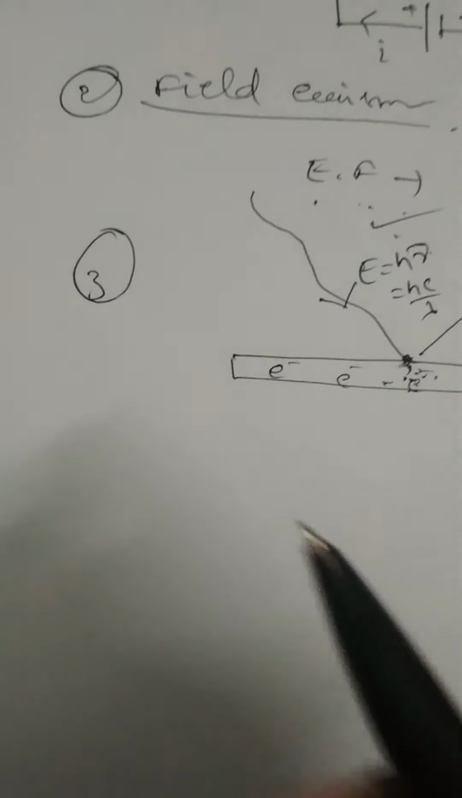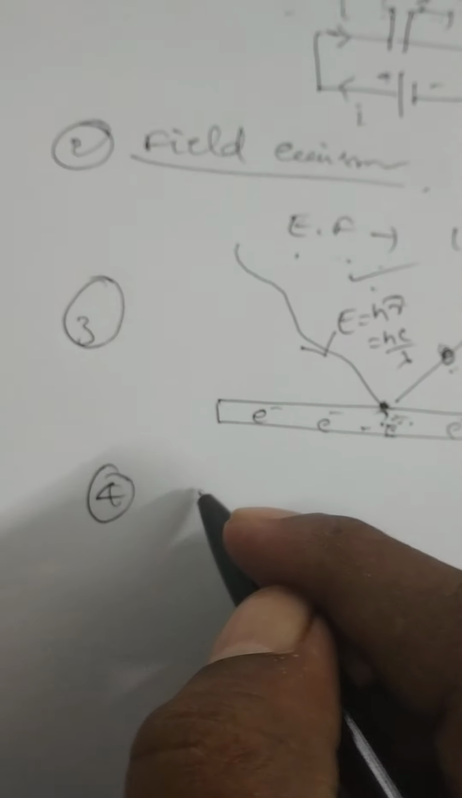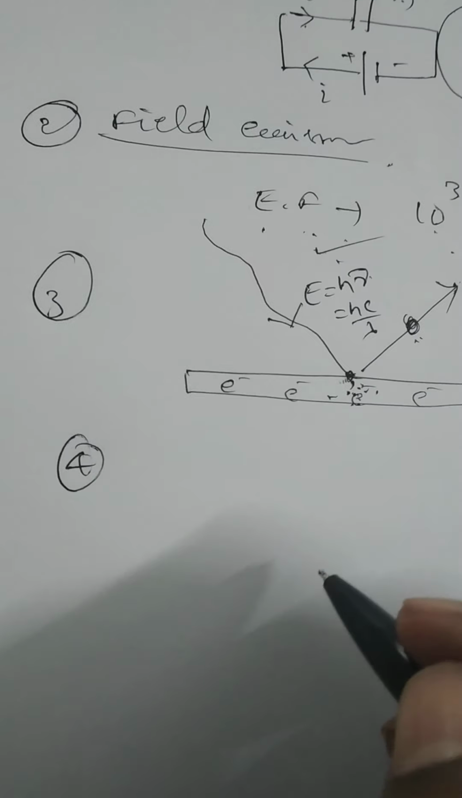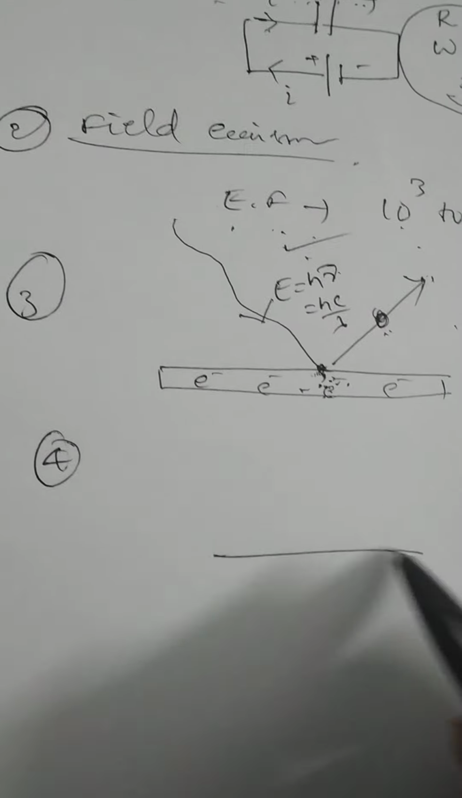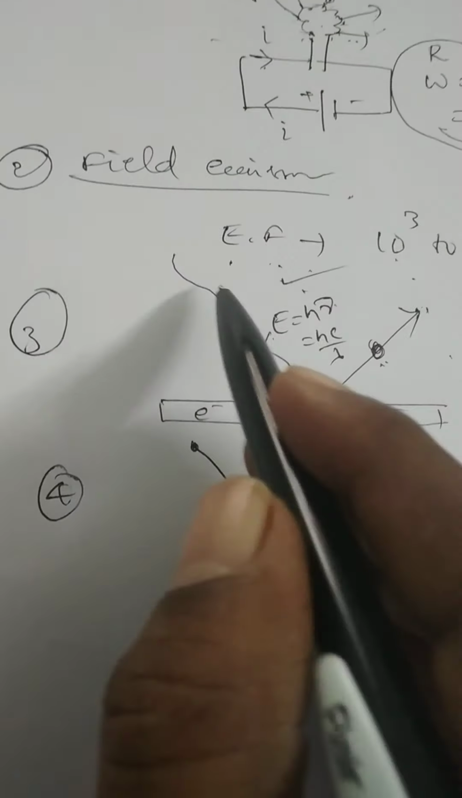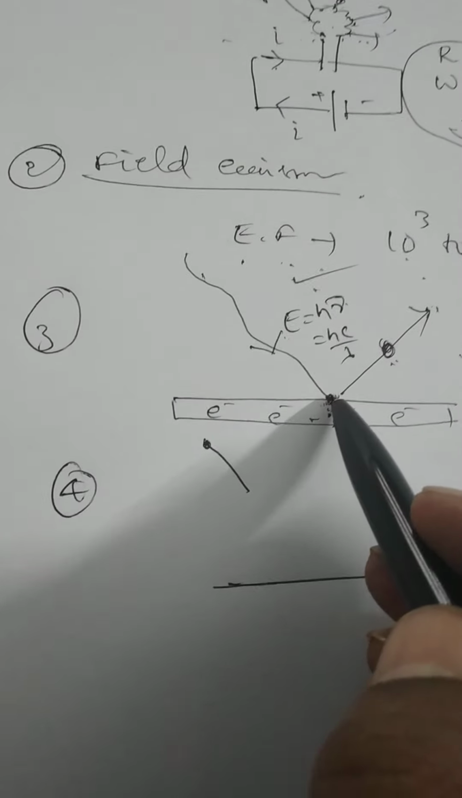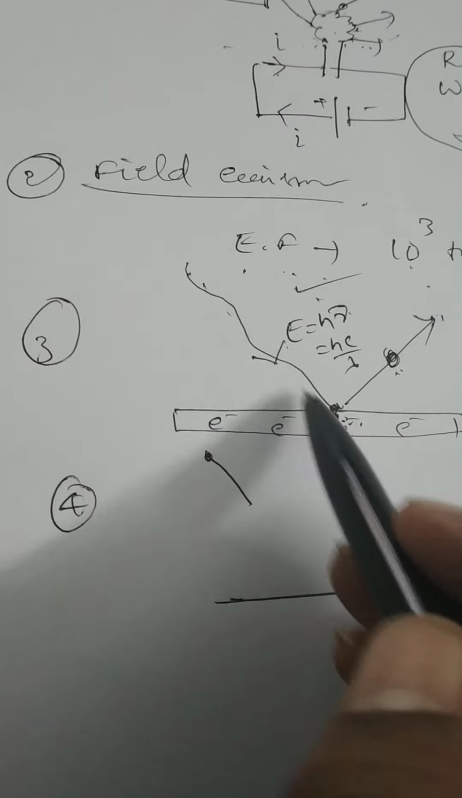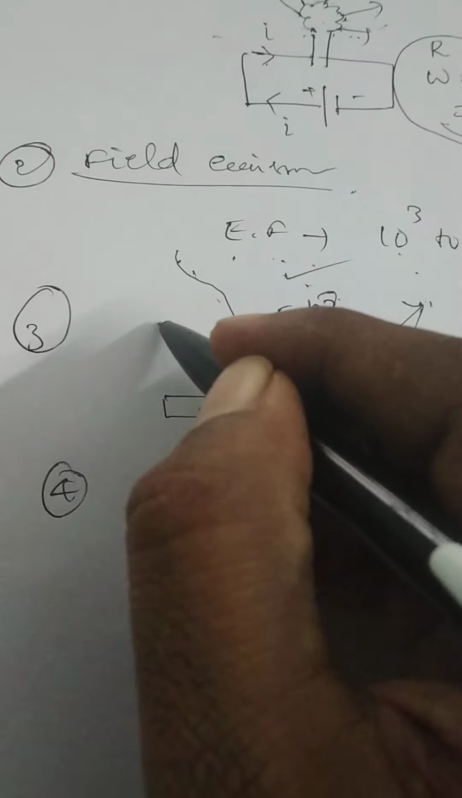Next, the fourth one is secondary emission. Secondary emission is very simple. Suppose this is the metallic surface, and suppose fast moving electrons are incident. Here the incident light is not electrons; incident light is incident in the form of photons.